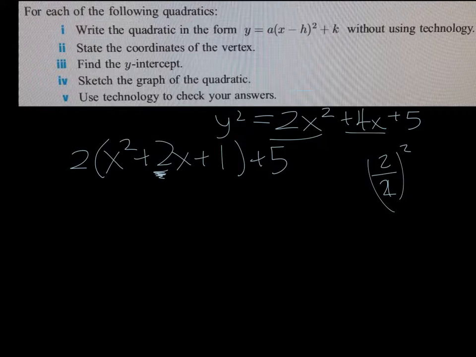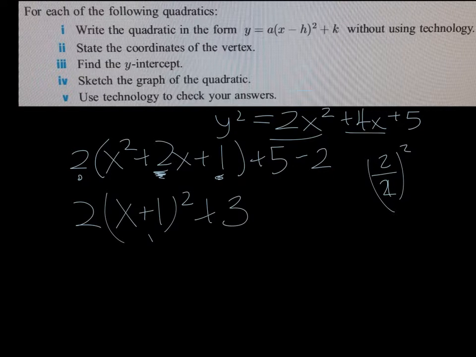Now, in quadratics, we need to keep balance. So to keep balance, we've added 1 times 2. So we've really added 2. So to balance it, we subtract 2. Then factor. X plus 1 squared, the 2 stays on the outside, and we have a plus 3 here. So what we do next is, actually that's it, that's part I.